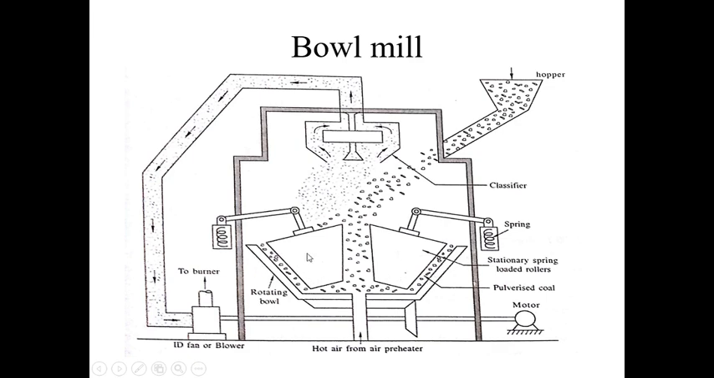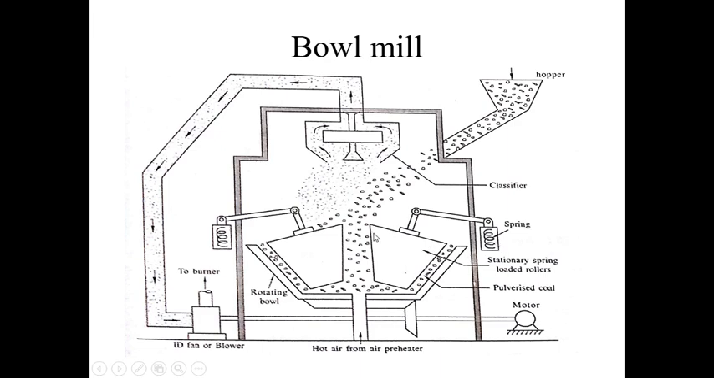So this is spring operated. It will be continuously pressing towards this rotating ball. Because of that action, it is like loaded rollers, so it will increase the pressure. The spring will increase the pressure on the coal, which is crushed between the rotating drum and these loaded rollers.